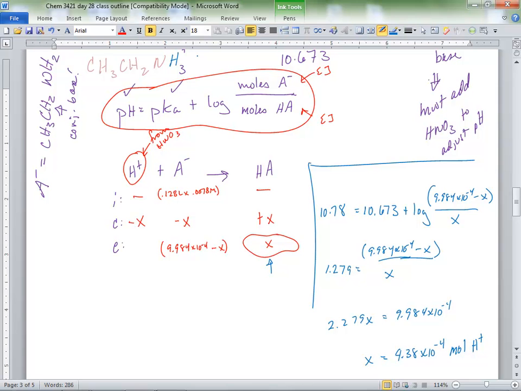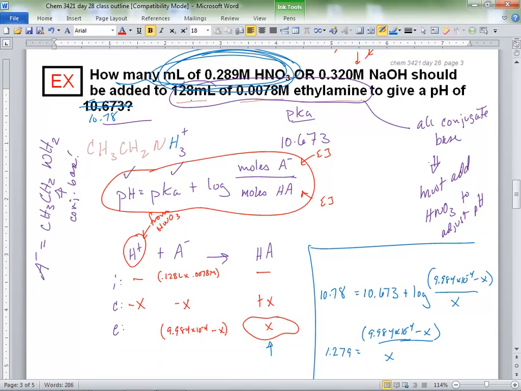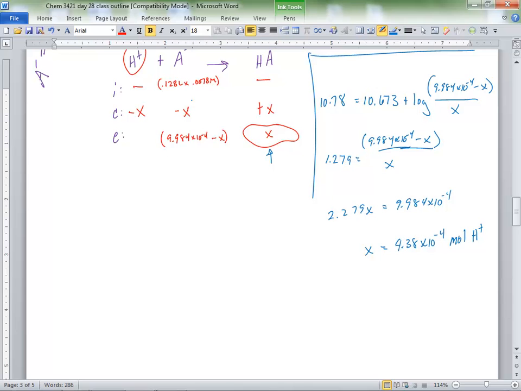This is the moles of H plus. How do you convert moles of H plus to volume? Use what? Wait, why do you have to give them? Because they want to know how many mils you can add. That's the final step, to do it with the HNO3 concentration. The HNO3 concentration. You know that you have 4.38 times 10 to the negative 4 moles of H plus.